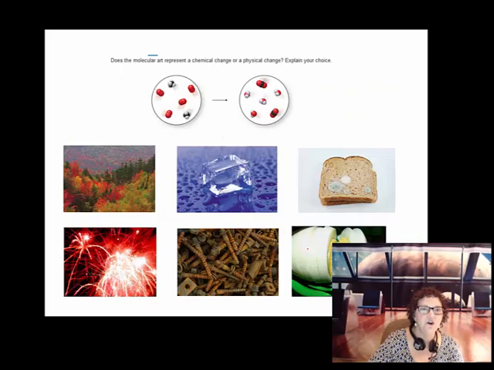All right, so we're looking at the differences between chemical and physical changes on this slide. Does the molecular art represent a chemical change or a physical change? Remember what the criteria is. It has to stay the same thing if it's going to be a physical change. It will change composition if it's a chemical change.